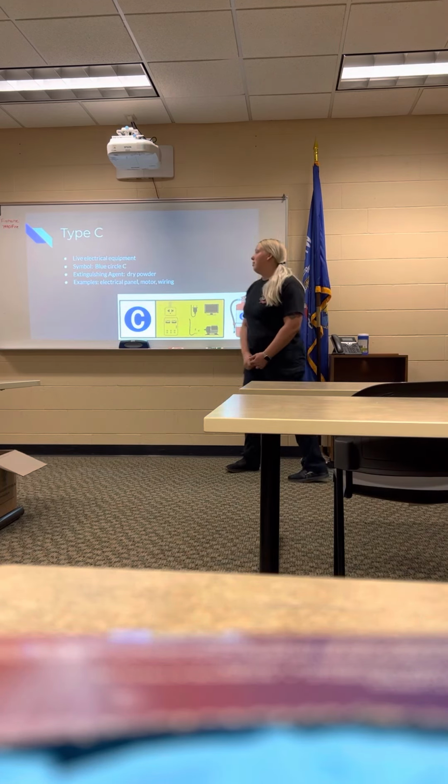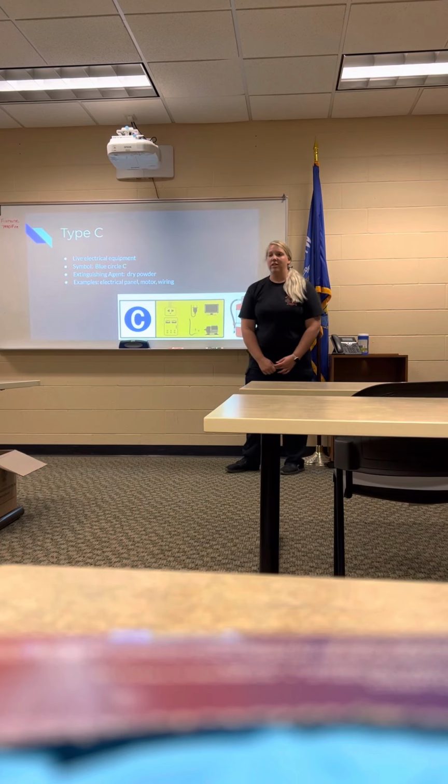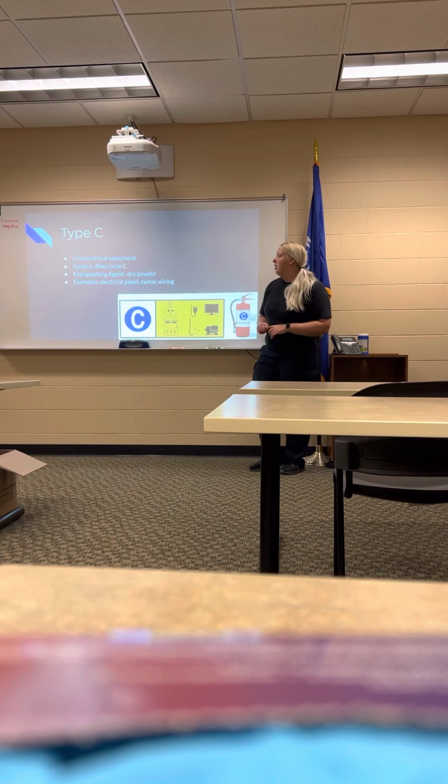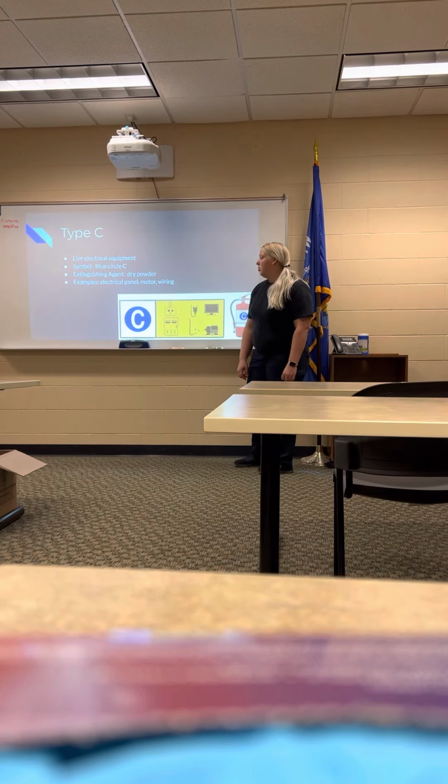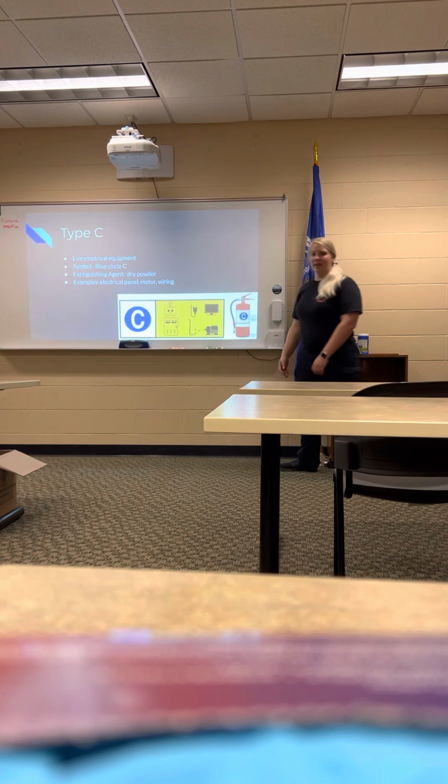Type C is meant for live electrical equipment. So that's any sort of electrical panel, motors, wiring, something that has electricity running through it. And you will see that with a C and a blue circle. And most of the time it's some sort of dry powder. And this is what it would look like.